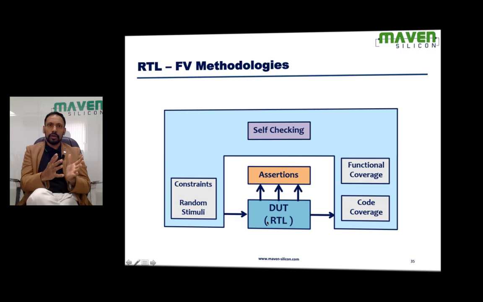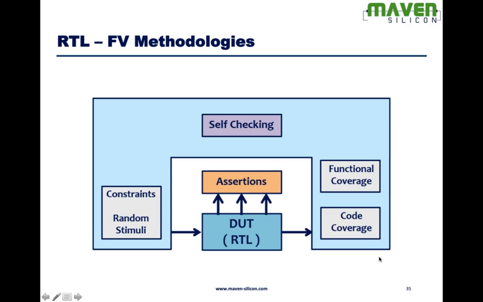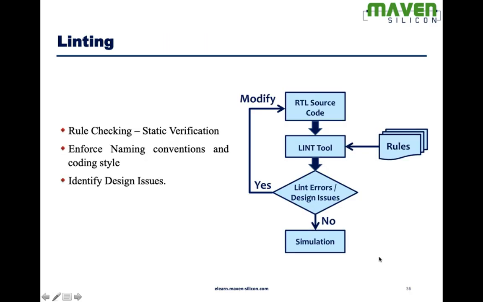In addition to assertion-based verification, we also need to generate different kinds of coverages like functional coverage and code coverage. That's where you need to understand the difference between functional coverage and code coverage, and how to make use of all the coverage information to sign off the verification process. That's what I'm going to explain in this chapter. All right.